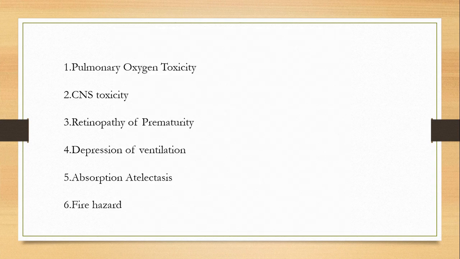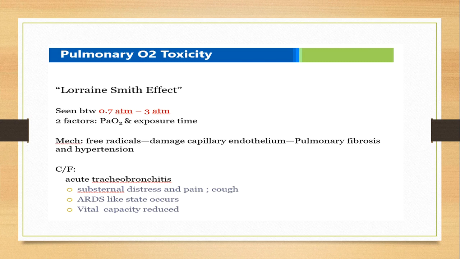Now, the dark side of oxygen therapy; every therapy has its own dark sides. So for oxygen therapy, the dark side is pulmonary oxygen toxicity or the Lorrain Smith effect, which usually occurs between 0.7 to 3 atmospheres. It is usually dependent on the duration of exposure to oxygen and the amount of oxygen that the patient gets. It usually leads to damage of the capillary endothelium, leading to pulmonary fibrosis, decreasing the vital capacity of the patient, and an ARDS-like state can appear.